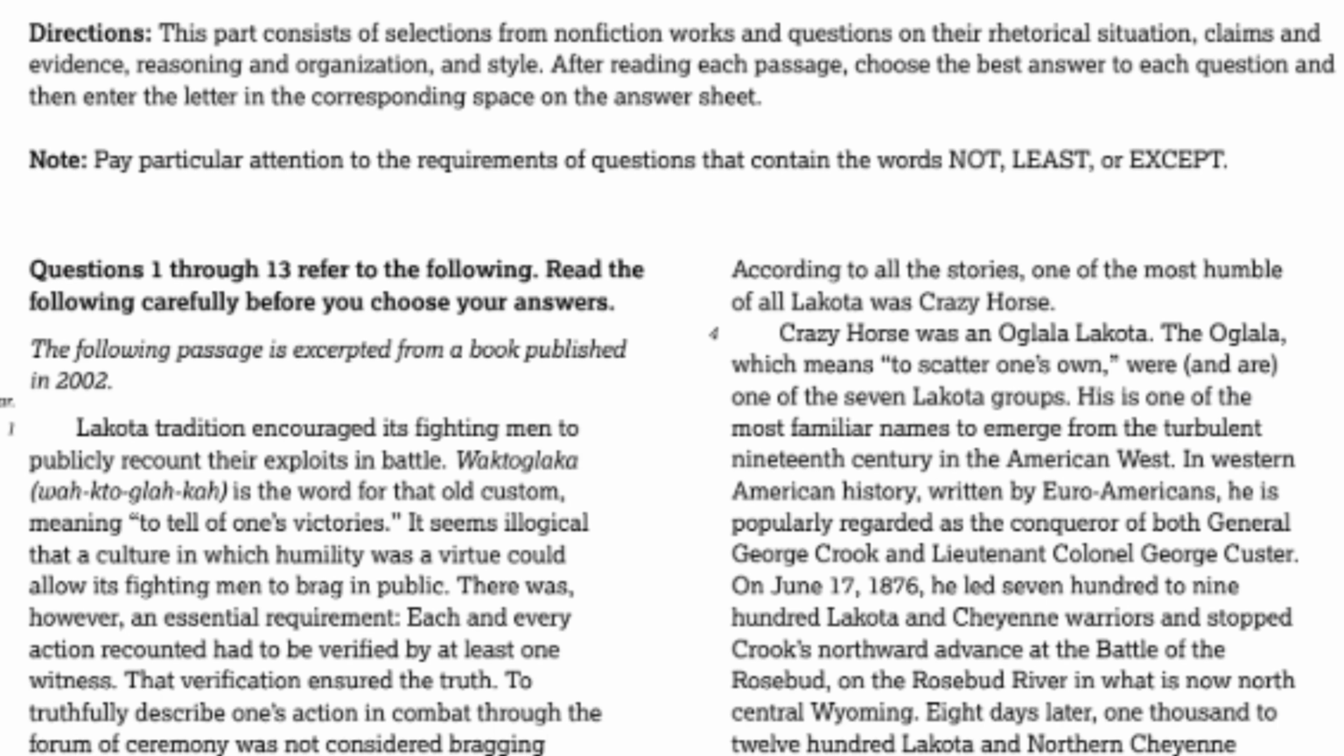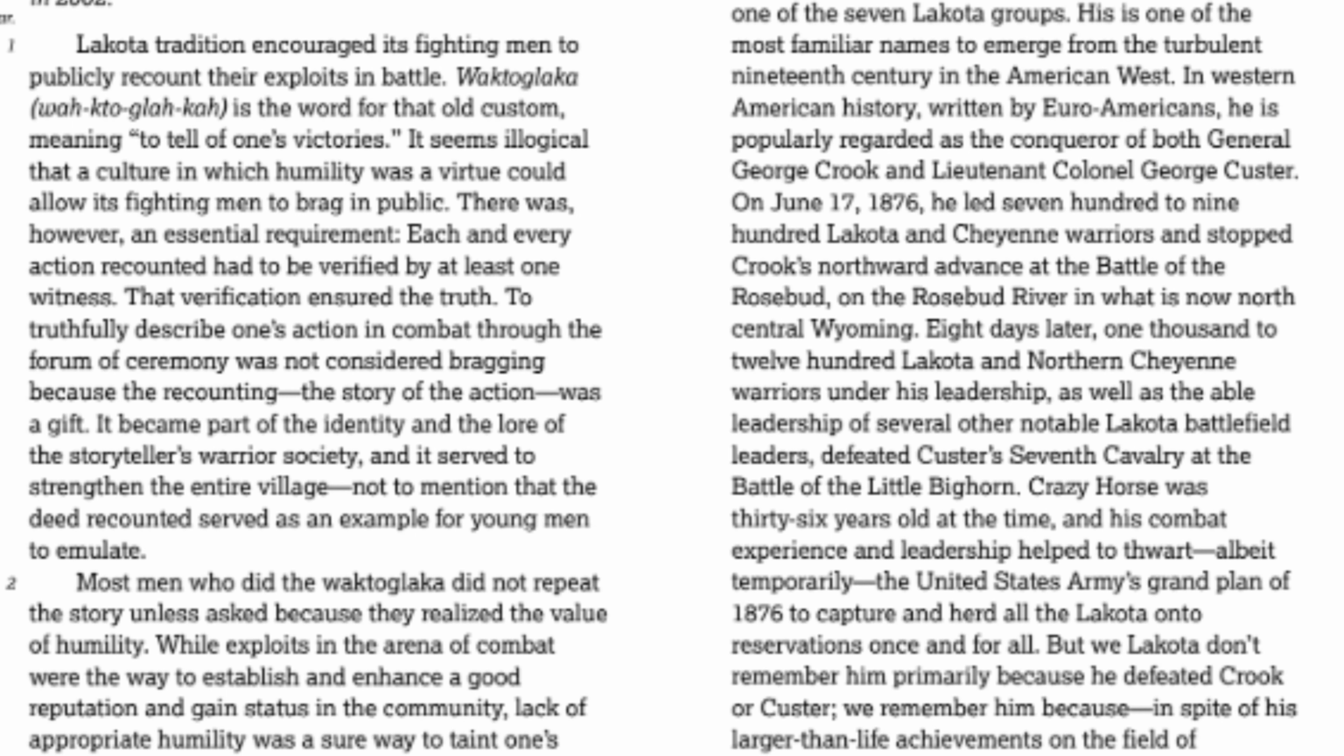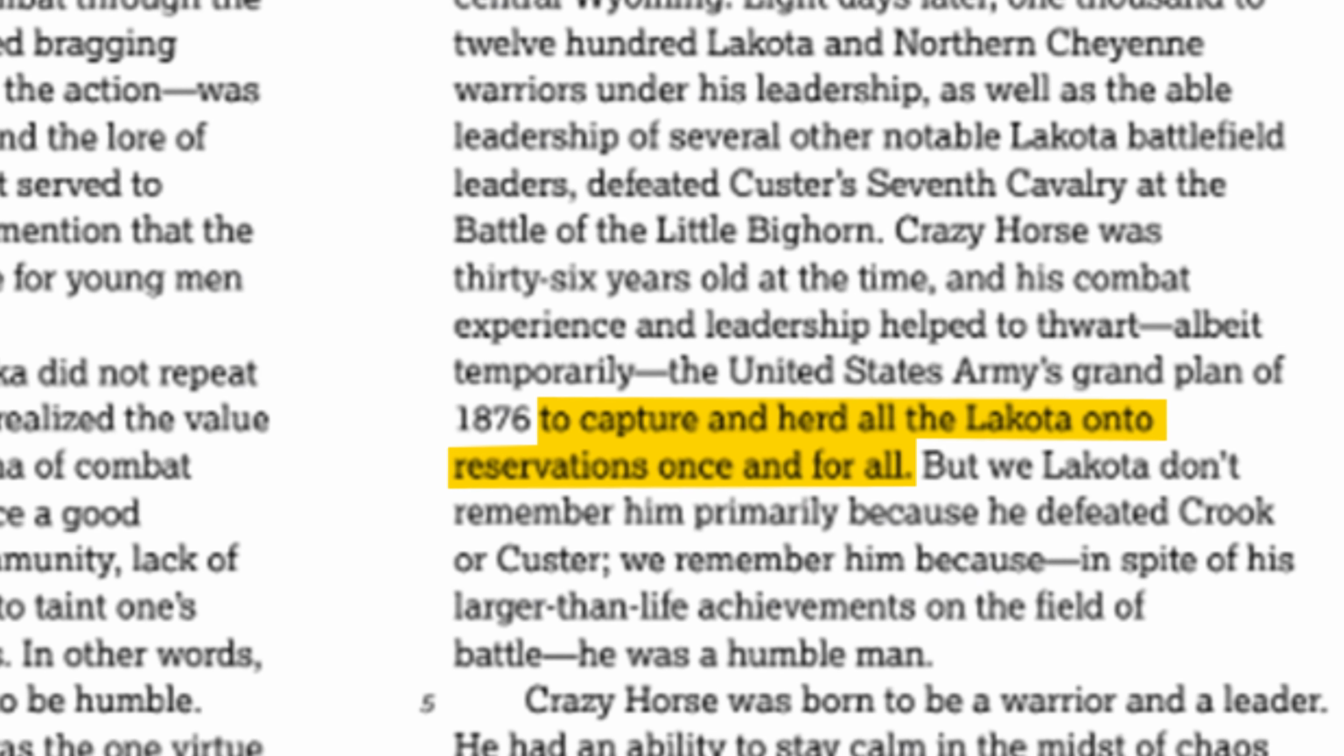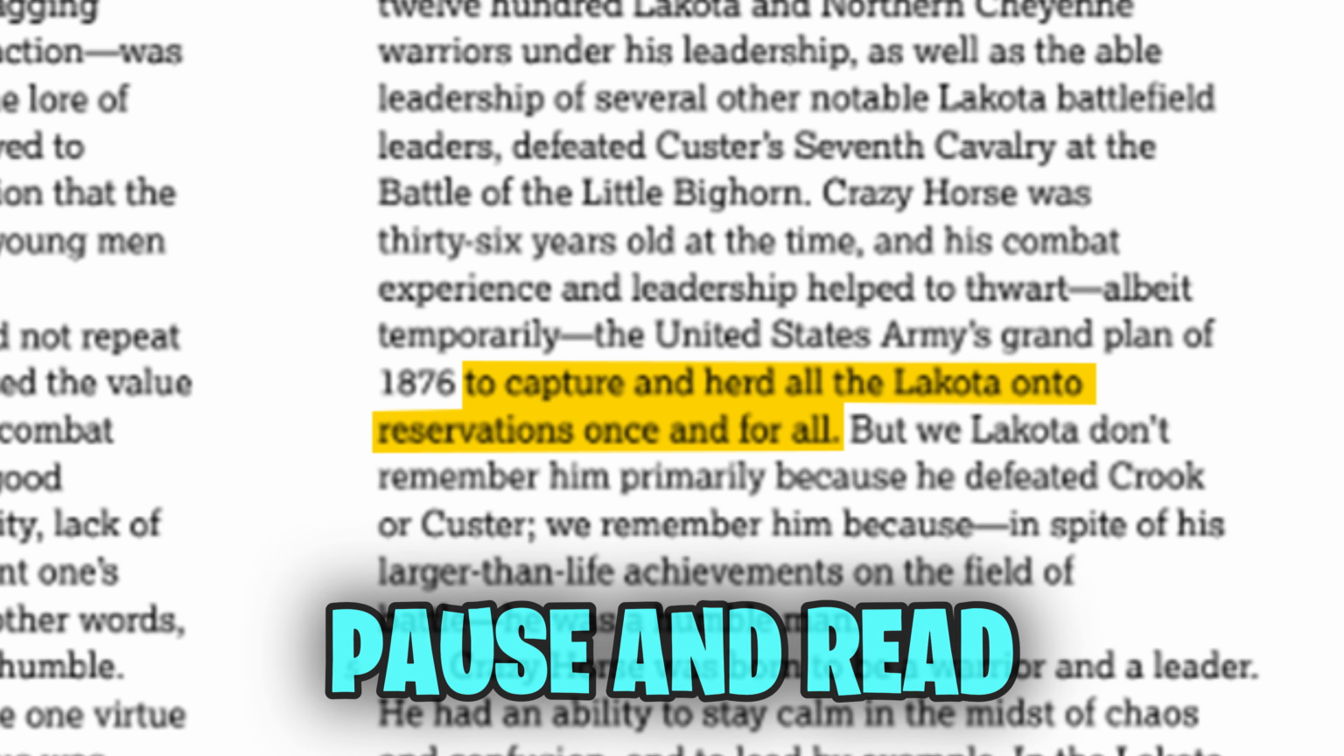Now let's work on some practice advanced questions. Practice question 1 is a tone and attitude question. This comes from the passage about Crazy Horse by Joseph Marshall III, a passage examining the Lakota warrior's reputation for humility. Question 5 asks, in this description of the United States Army's plans to capture and herd all the Lakota onto reservations once and for all, toward the end of the 4th paragraph, the author's tone conveys which of the following?